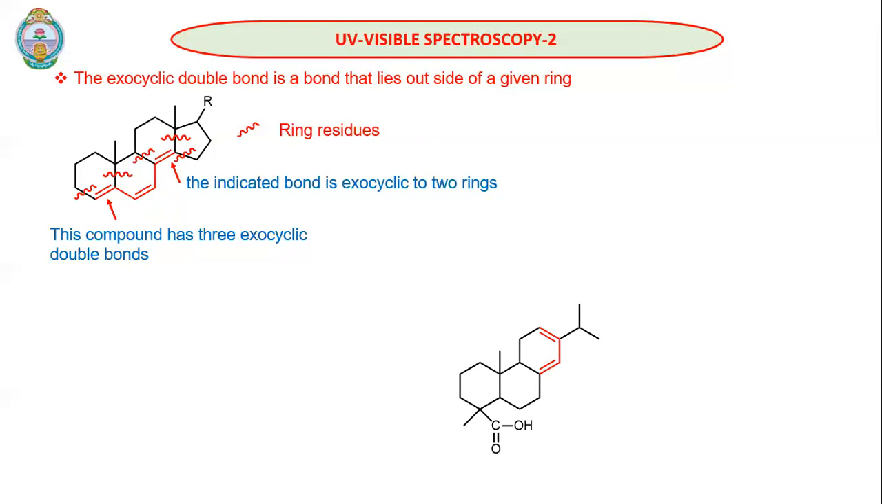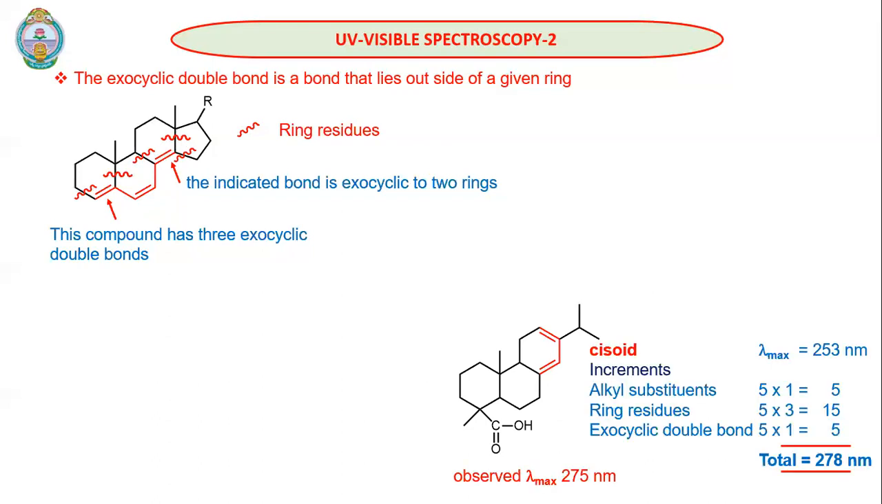Now we will look at some examples. See this example, it is having a diene in a single ring system. So it is a cisoid. The parent value for cisoid is 253 nanometers. Now we will look at the alkyl substituents. This group, isopropyl group, is placed on the parent. So this is an alkyl substituent. We have one such alkyl substituent, so we are adding 5.